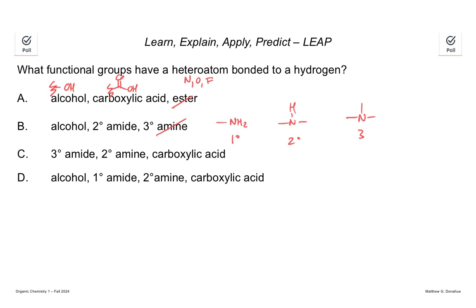So for C, we've already seen the secondary amine and carboxylic acid all have OH or NH. A tertiary amide does not have an NH. So an amide is a carbonyl bonded to a nitrogen. Then if it's tertiary, the other groups are carbon, so there's no NH there either. So that's going to leave us with D as the correct answer.